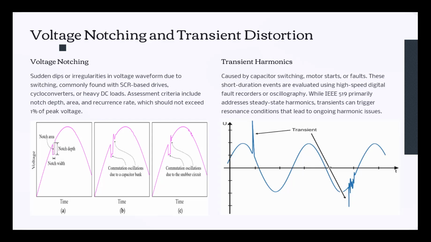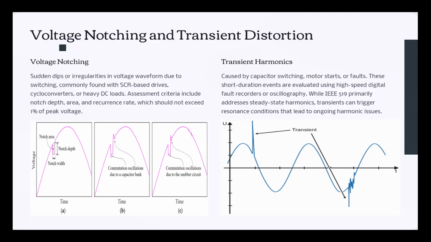They use oscillography or high-speed digital fault recorders to capture the fast and complex nature of those transients. Now, again, we know that IEEE 519 mostly focuses on harmonics, which are steady state factors. Why steady state factors? Because for measuring the harmonics, we need, theoretically, at least one fundamental frequency cycle.